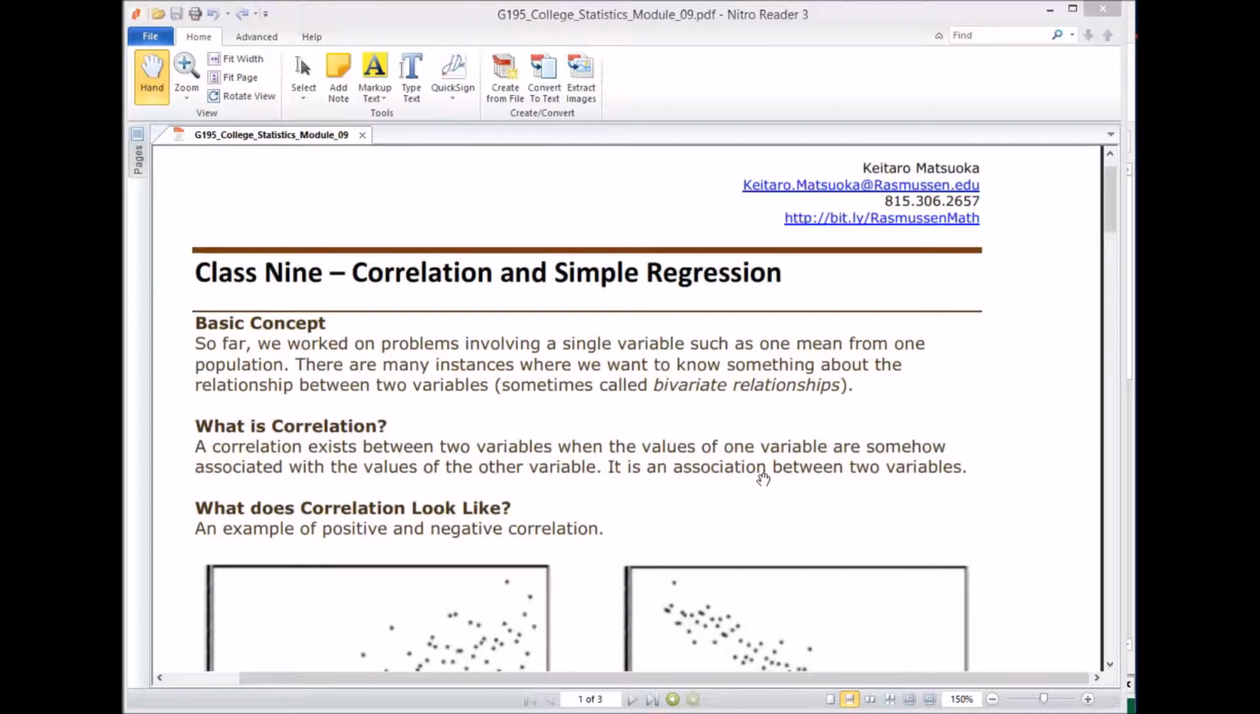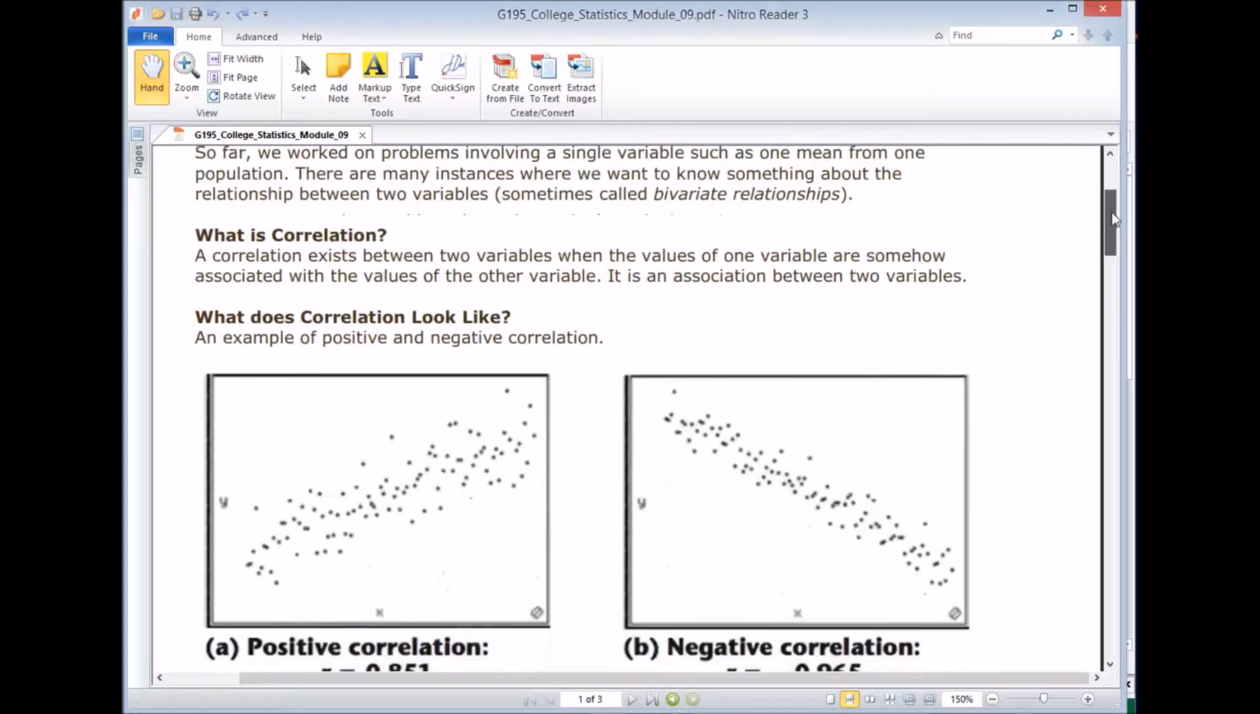It exists between two variables. Somehow they're related to each other. Somehow they're associated with each other. So it is an association between two variables. And at least for this class, there are three types: the positive one, the negative one, and non-correlation. It's easier to see what I mean by looking at the picture. So let's take a look at each.